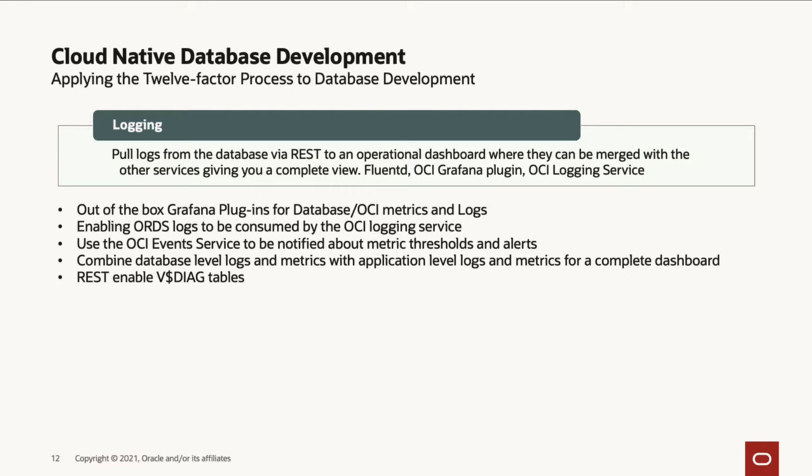What else we can do, especially with our autonomous databases, since we don't have access to the OS and we sometimes need to see what's going on with these trace files or alert logs, is use Oracle REST Data Services and REST enable these $diag tables that are in the autonomous database. So we use ORDS, we REST enable these diag tables, and then we expose them again through our Grafana dashboard.